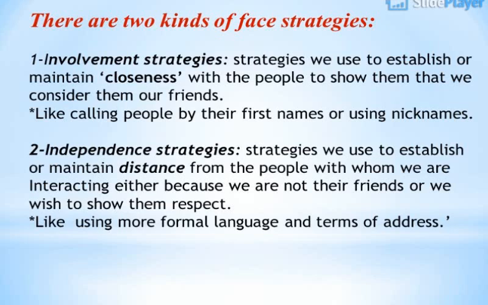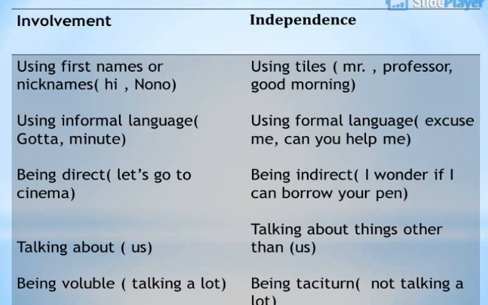There are two kinds of face strategies. One, involvement strategies: strategies we use to establish or maintain closeness with people, to show them that we consider them our friends, like calling people by their first names or using nicknames. Two, independence strategies: strategies we use to establish or maintain distance from the people with whom we are interacting, either because we are not their friends or we wish to show them respect, like using more formal language and terms of address.